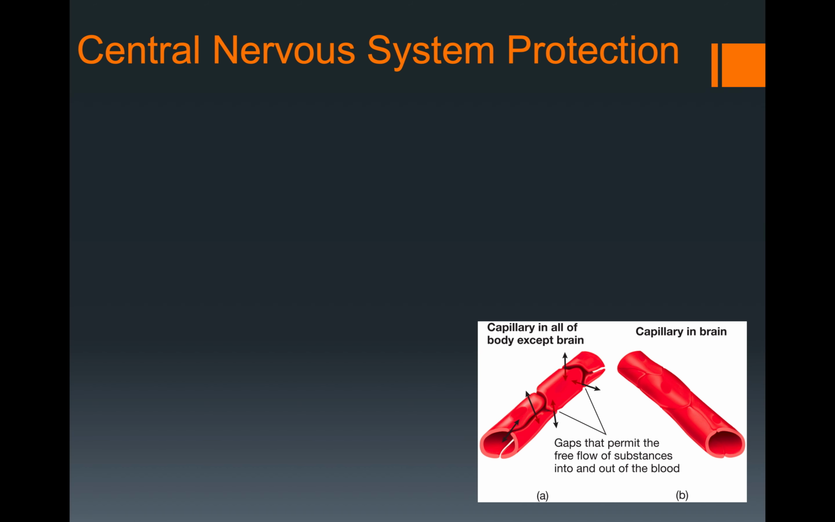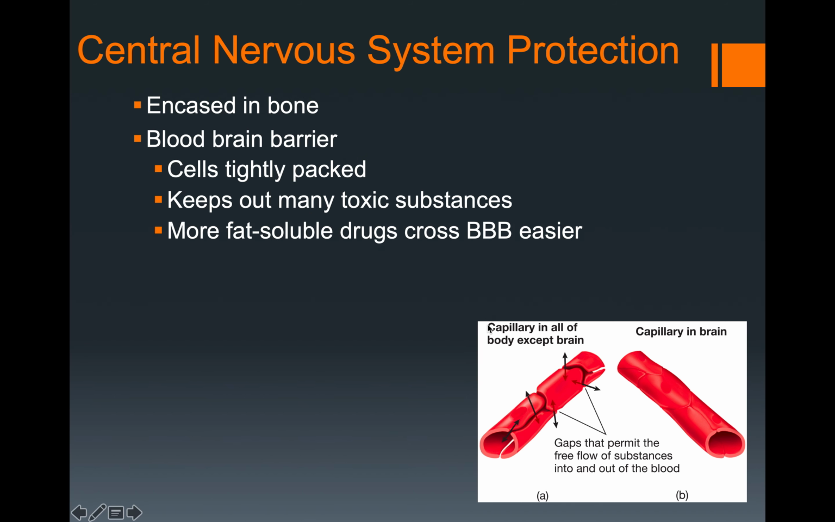I think we can all agree that our brain and spinal cord are important to us, and so there are a number of ways in which they are protected. They're encased in bone, so the skull and the vertebrae. They also have the blood-brain barrier. This is important, particularly when we think about drugs.